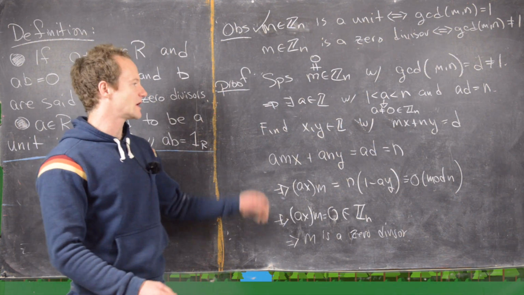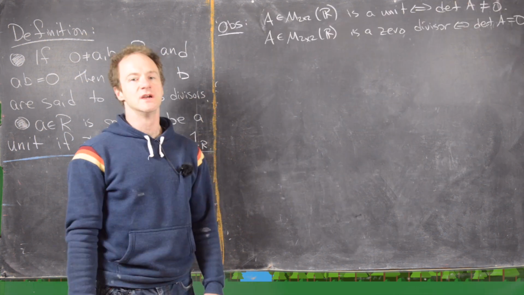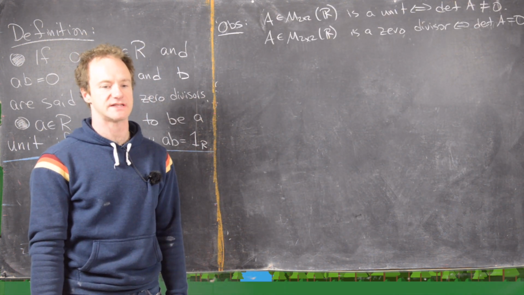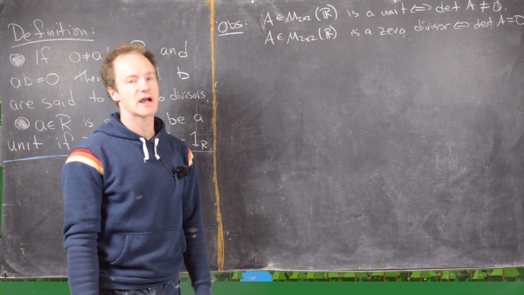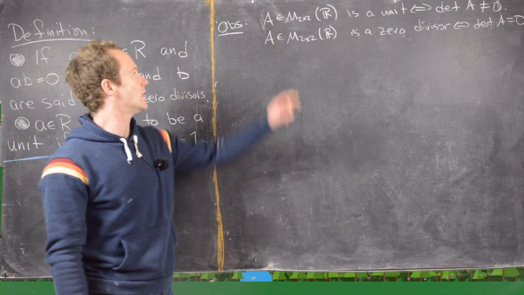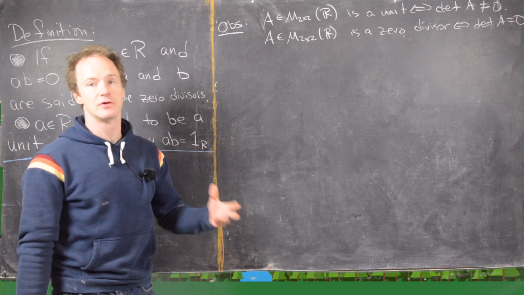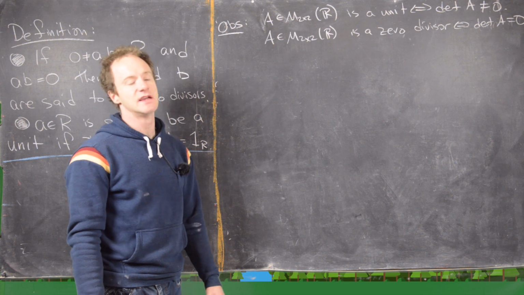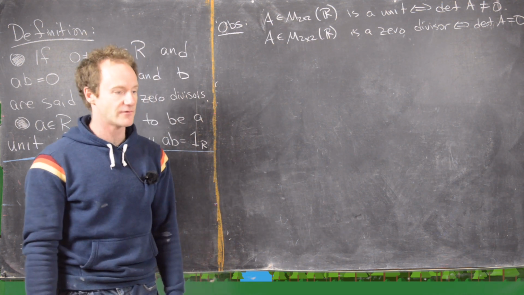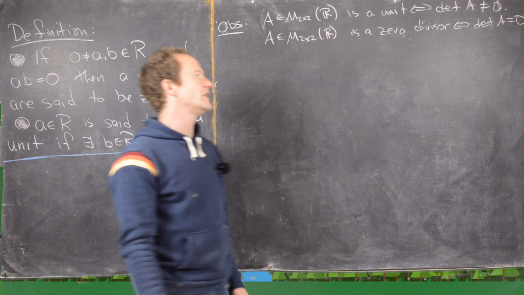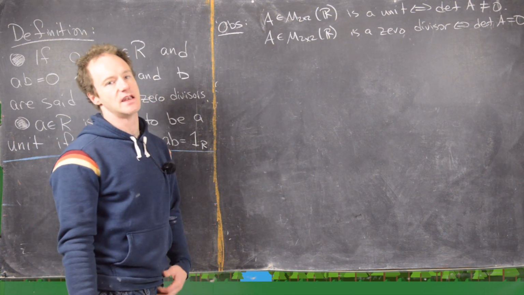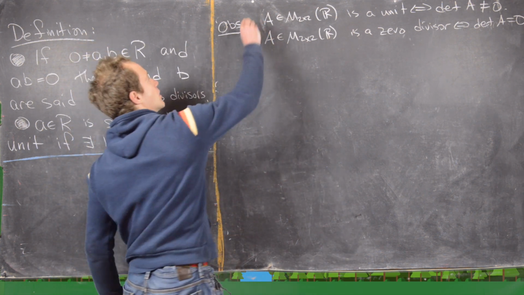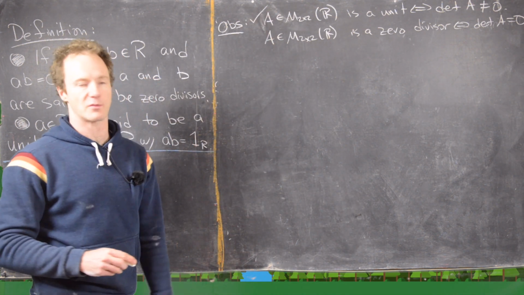Okay, great. So I'm going to clean up the board and we're going to do a little bit more. Similar to what we just did with Zn, we want to classify all units and zero divisors of the ring of 2 by 2 matrices. This first statement I'm not going to prove. This is pretty clear from linear algebra. A is a unit, in other words, it has an inverse under matrix multiplication, if and only if the determinant of A is not equal to 0. That's part of the invertible matrix theorem, so I'm not going to prove this. We know that from a previous course.